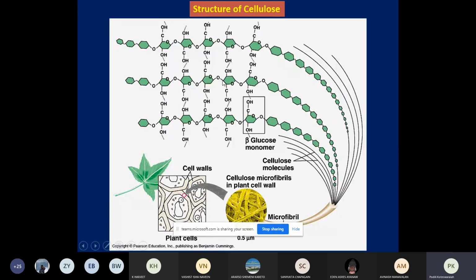And since it is a polymer of glucose with beta-1,4 glycosidic linkages, most animals cannot use cellulose as a fuel source because they lack the enzyme to hydrolyze the beta-1,4 linkage. Ruminant animals and also termites can digest cellulose because they have certain microorganisms in their gut. They can secrete the cellulase enzyme.